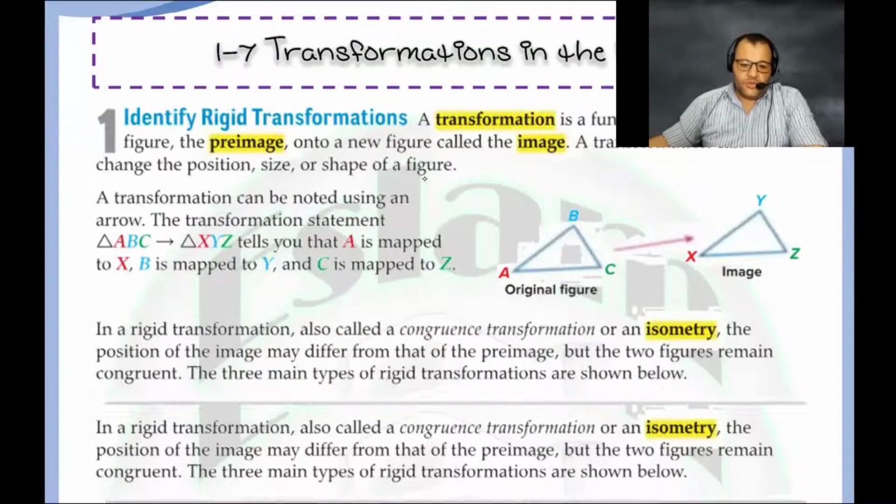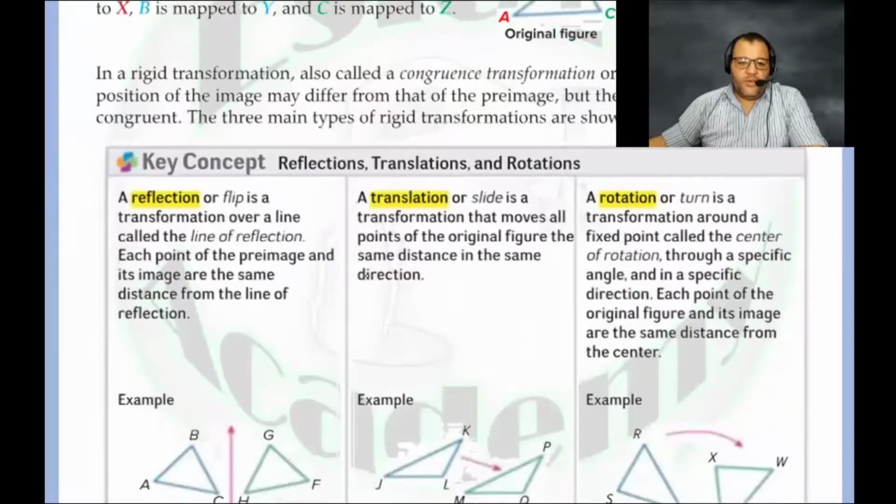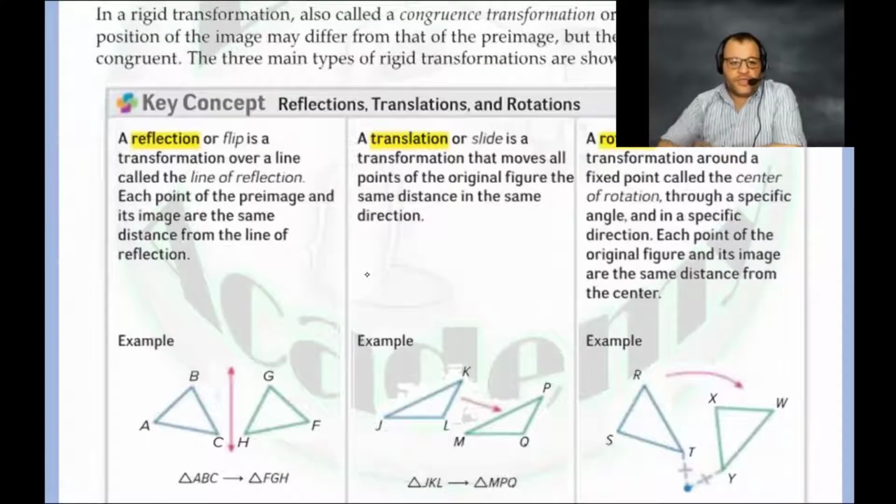So as we said, now we have three types of transformation. The first one is called reflection, where we flip the figure over a line. The second one is translation, where we slide the figure in the same direction and the same distance.